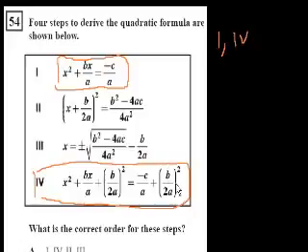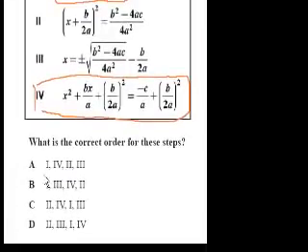And then is equal to, and then they just simplified this fraction. They found a common denominator and all the rest. And so the next step is step 2, and then all you have left is step 3, and you've pretty much derived the quadratic equation. So 1, 4, 2, 3. That's choice A.